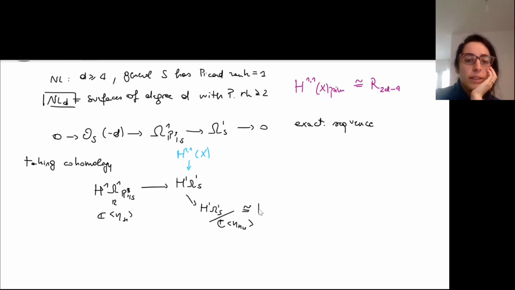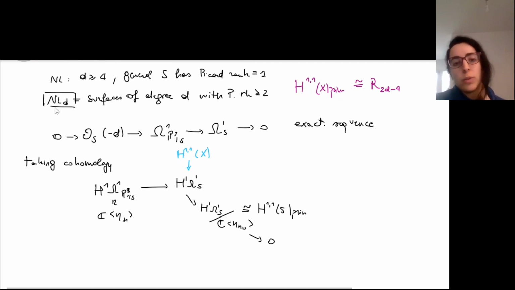And these are exactly the primitive classes. Sorry, X is an S. The primitive classes are the classes that are not complete intersection multiples of the hyperplane class. Here, this is non-trivial when we are in another Lefschetz loci. So we just consider non-general surfaces, and then here we have non-trivial classes.